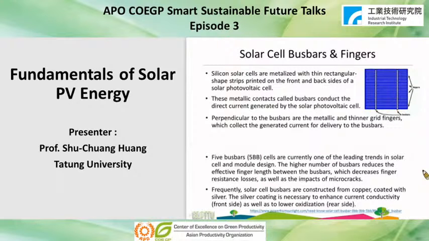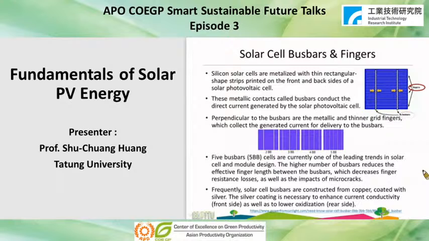Silicon solar cells are metallized with thin rectangular shaped strips printed on the front and back sides of the solar PV cells. This metal content is called busbars. It will conduct current generated by the solar cell. And the thinner metal, which is perpendicular to the busbar, are called fingers, which will help to collect the currents.